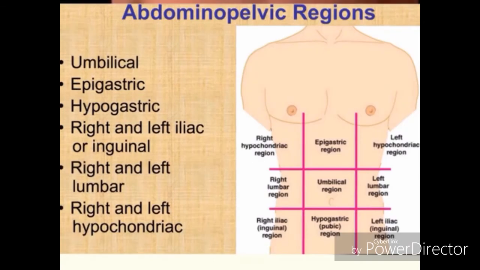Just like we had the 4 body quadrants, we also have the 9 regions of the abdominal pelvic cavity. You'll notice that we have a tic-tac-toe drawn here. And we have the umbilical region, which is where we have the belly button. This is the centermost region. The epigastric is the region superior or above the umbilical. The hypogastric is inferior to the umbilical area. We have both the right and left iliacs, which are located on either side of the hypogastric. The right and left lumbar regions are lateral to the umbilical, and they correspond to the lower vertebrae of the body. The right and left hypochondriac regions are lateral to the epigastric, and they correspond to the location of the ribs.